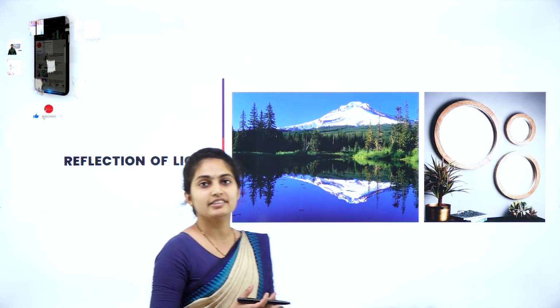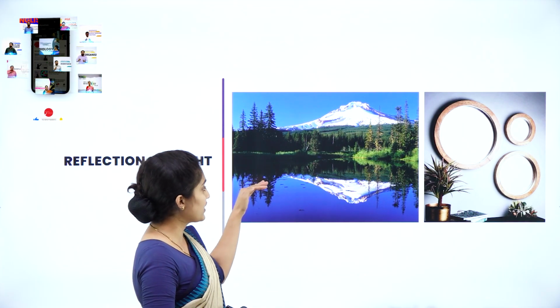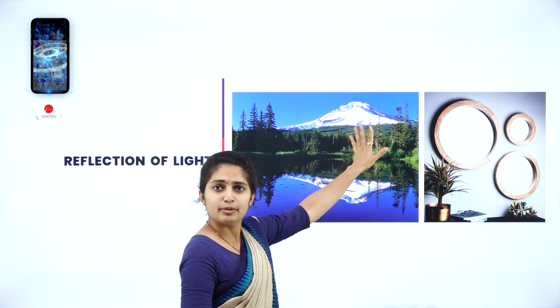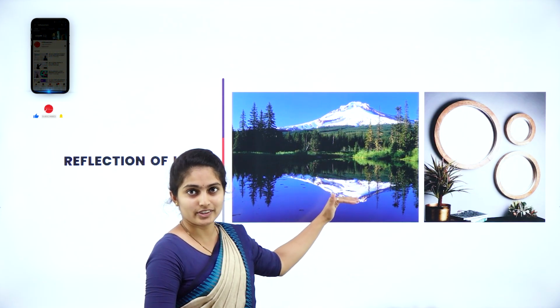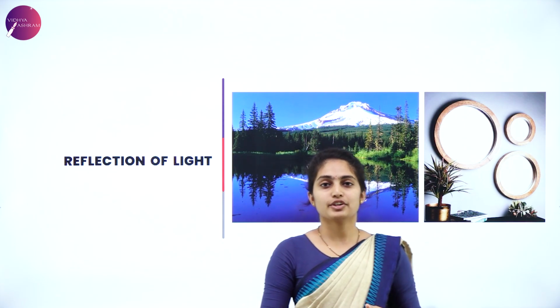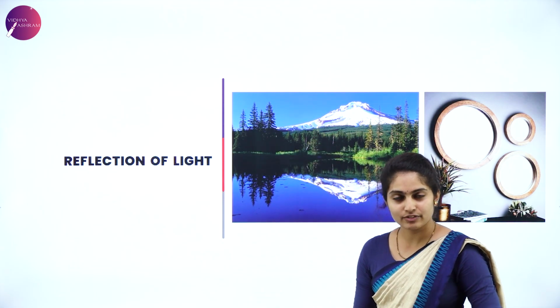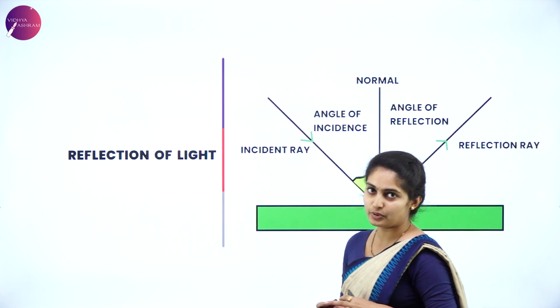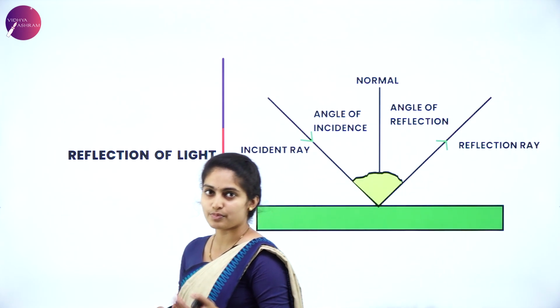So first of all, reflection of light. How exactly does the light reflect? You can see with respect to this, the light reflects this image on the water reservoir. Likewise, there is a mirror which is actually useful in case of reflection, which we use in our daily lives. So for all reflections to occur, there is a certain set of rules which has to be followed.